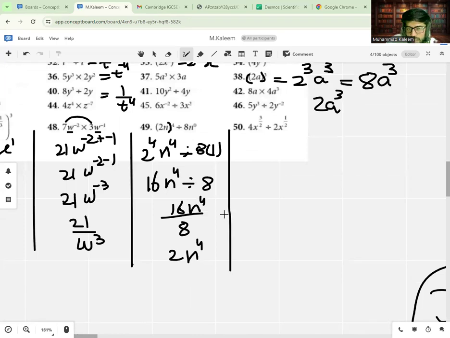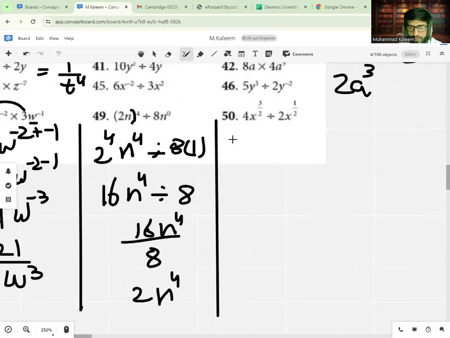Basically, I'm explaining these things quickly. The reason is that this is a very basic topic of grade 8. We mostly discuss it in grade 8, so it is not a topic of every level, but we have to do revision as well. Okay, now question number 15.